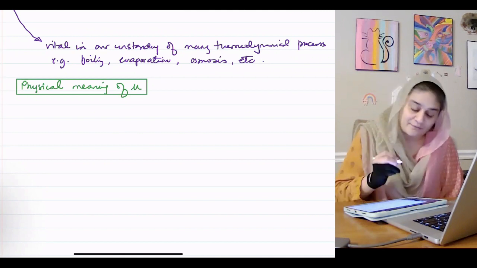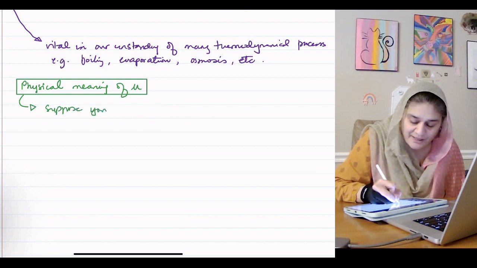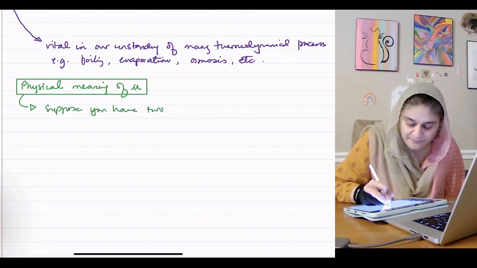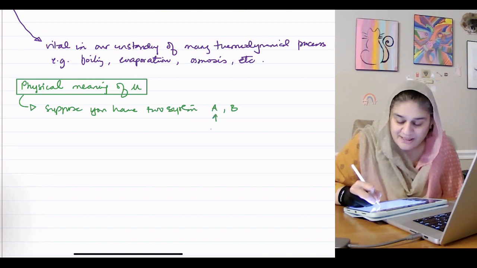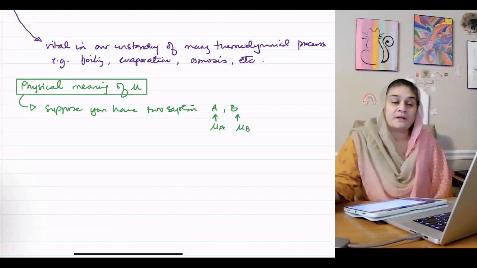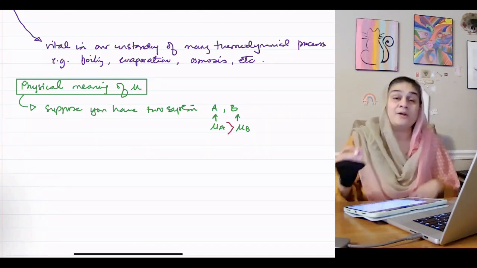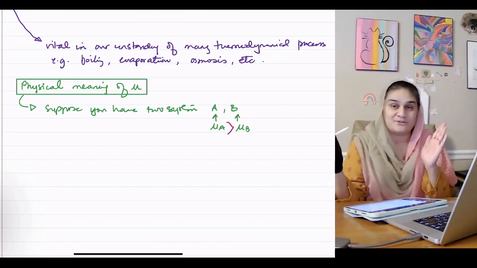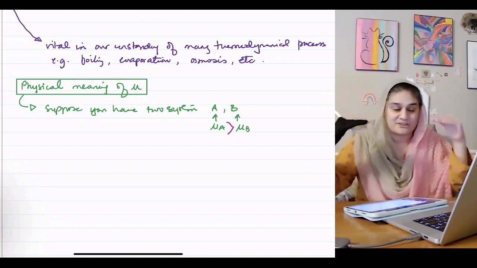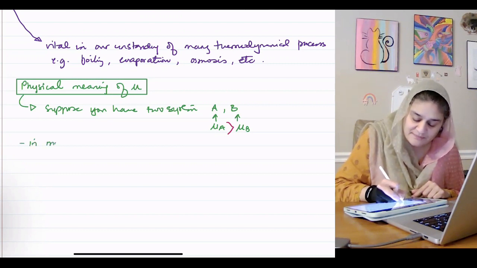So let's write that down. Suppose you have two systems, A and B. System A is at chemical potential mu A and system B is at chemical potential mu B. Suppose mu A is bigger than mu B, and when they are brought into chemical equilibrium with each other, particles will flow from mu A to mu B until they both reach chemical equilibrium.